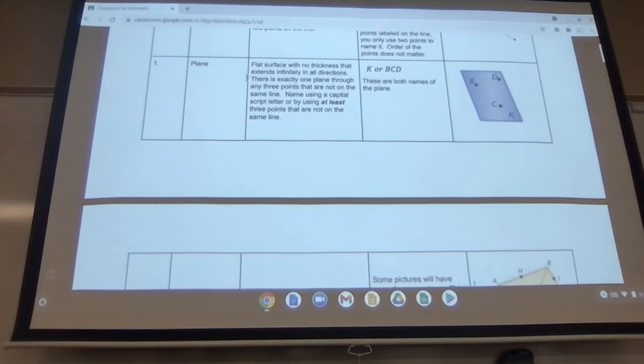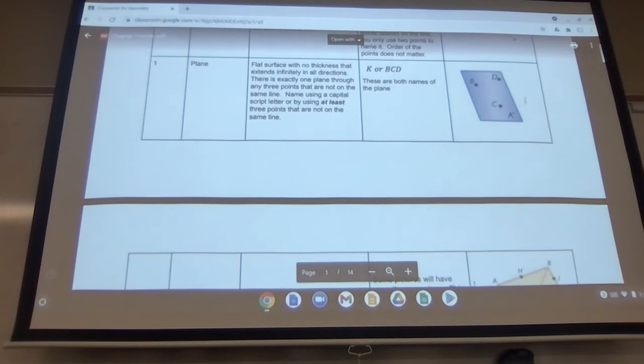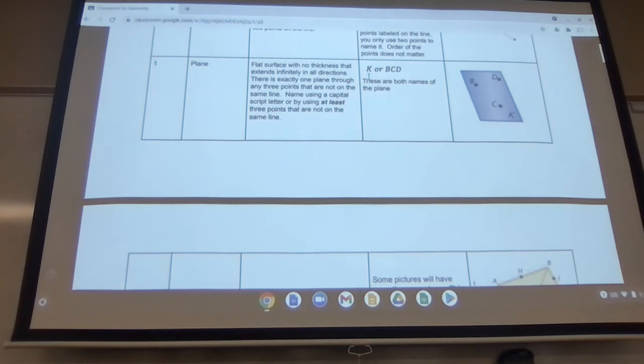And to name a plane, we're going to use 3 letters. Any 3 letters on the plane, or sometimes they're going to put a capital letter in a corner. Like here, you've got a capital K. So if you come over here to your ways of naming the plane, you've got points B, C, and D on there. Those 3 points do not form a straight line, so you can name this plane BCD like we have here. Or you've got the capital K in the corner, so we just call it plane K. There are your 2 ways to name a plane, which is a flat surface.